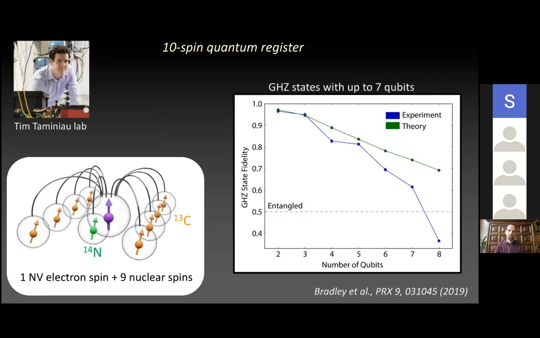Then another thing he did is to see how big of a GHZ state can I make with current control. And you see here, adding the number of qubits and the GHZ state fidelity, you see that up to 7 qubits, you are firmly above the bound of 0.5. So we can make a 7-qubit GHZ state inside this diamond.